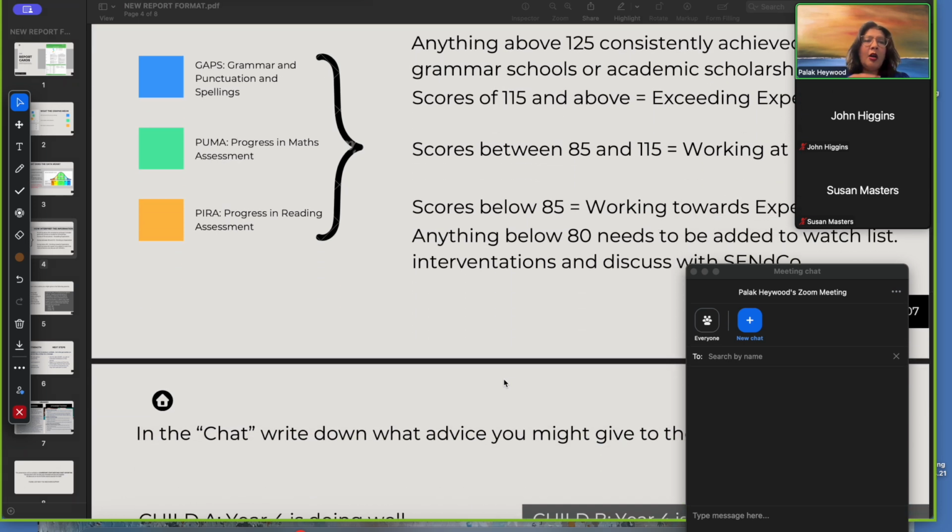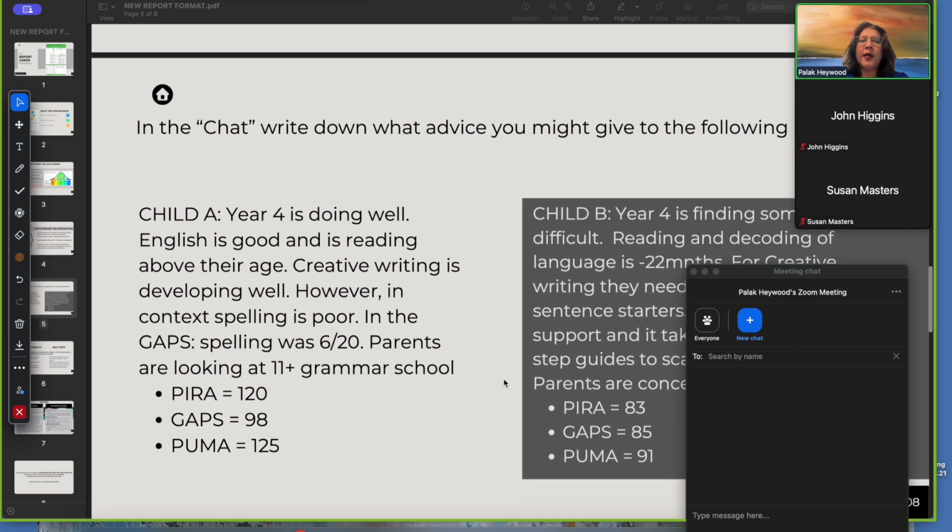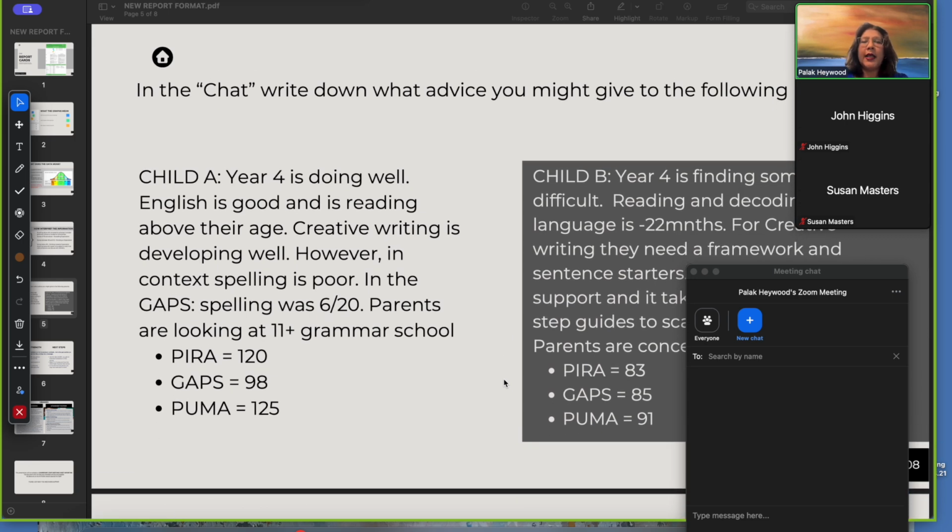So I think I've talked quite a lot, and I don't always like talking a huge amount. So what I thought would be quite useful is I've got 2 case studies here, Child A and Child B, and you can see what's information there. I want in the chat, just give me an idea of what you might say to the parents in a parents' evening following this kind of data. John, do you want to take Child A and Susan take Child B, and then we can maybe get some feedback on that. Take your time, we've got a couple of minutes, no major rush.